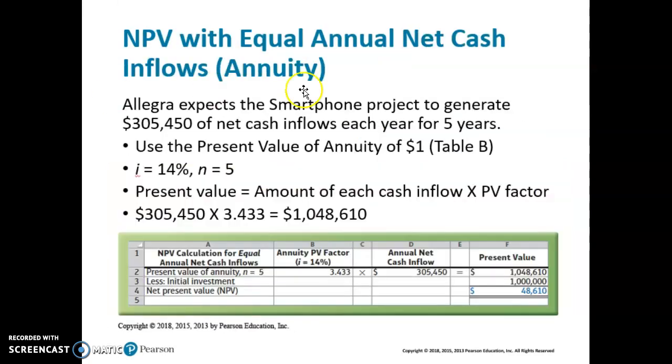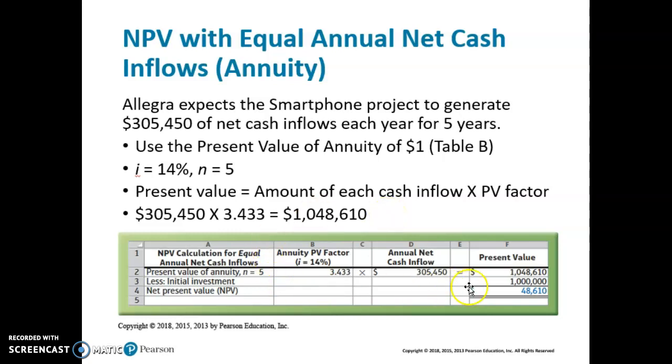So the smartphone is going to generate $305,450 in each year for 5 years. So we'll go to the annuity table and look up 14% for 5 years. There's our payment, $305,450, and the factor is 3.433. So that will return $104,810.